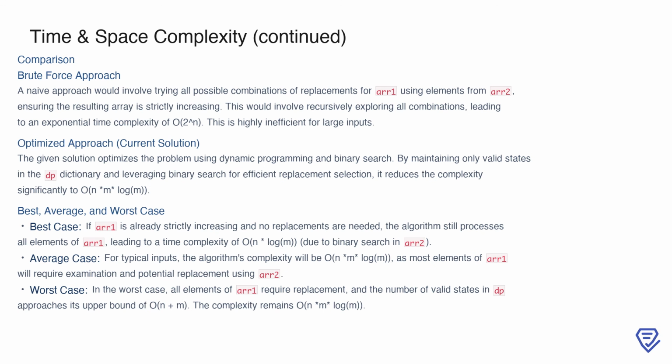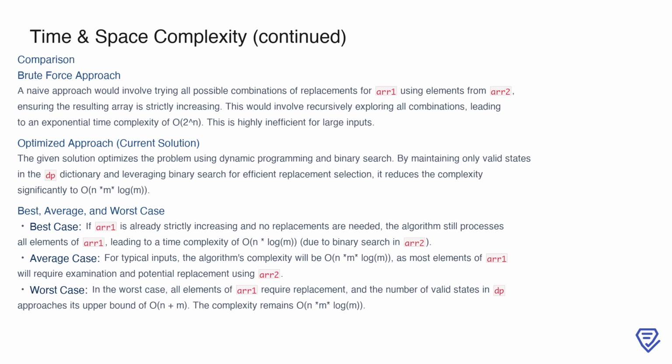To put this into perspective, let's compare this optimized approach to a brute force solution. A naive method would involve trying all possible combinations of replacements for ARR1 using elements from ARR2, ensuring the resulting array is strictly increasing. This would require recursively exploring all combinations, leading to an exponential time complexity of O(2^n), which becomes infeasible for large inputs.